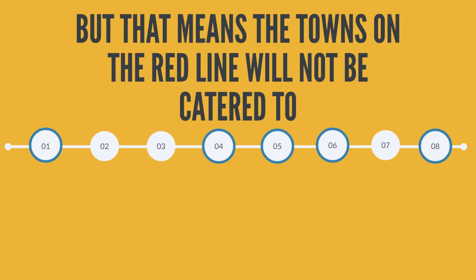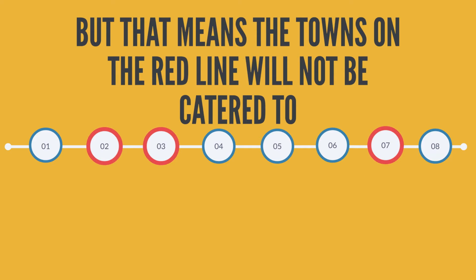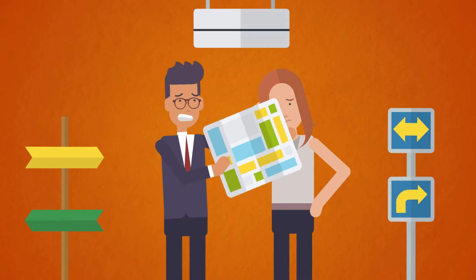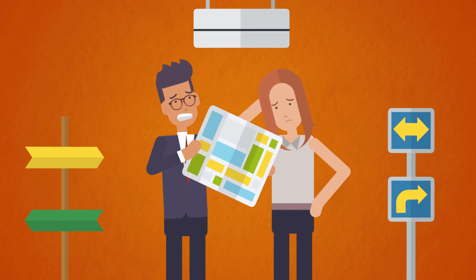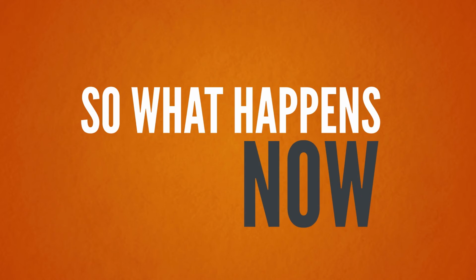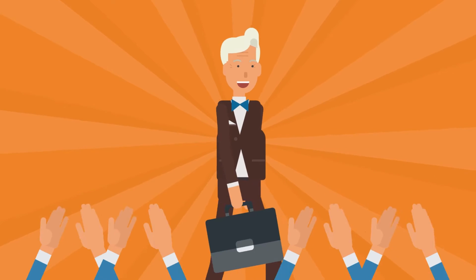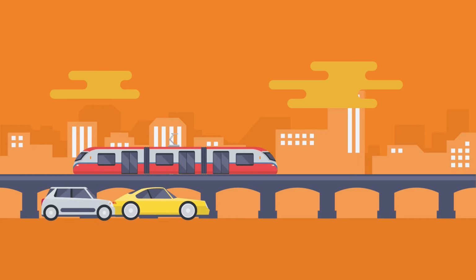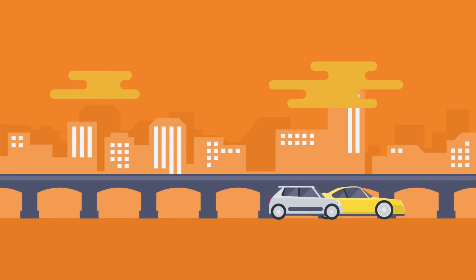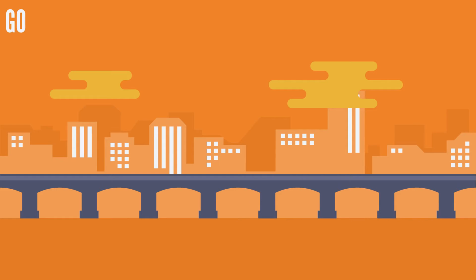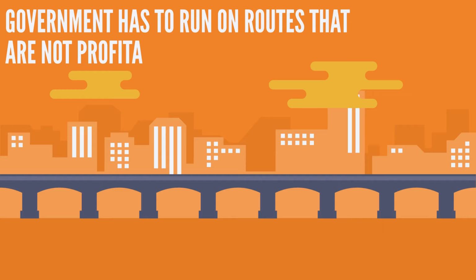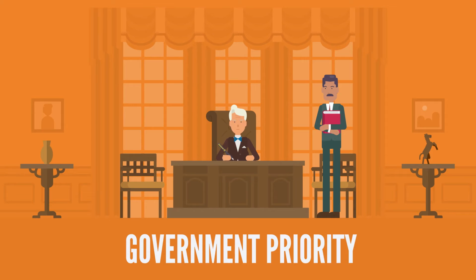But that does mean that towns which are on the red line will not be catered for. Citizens living there will not get the railway service from the private sector. So what happens? The government intervenes. The government has to come and run trains even on tracks and routes which are non-profitable, because the number one priority and objective of a government is to deliver services to all its citizens, irrespective of whether it's a profit-making route or not.